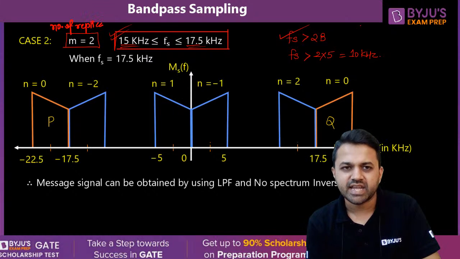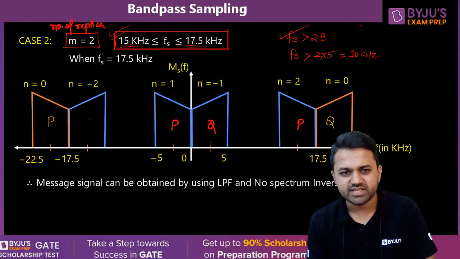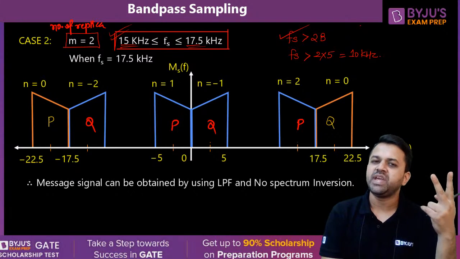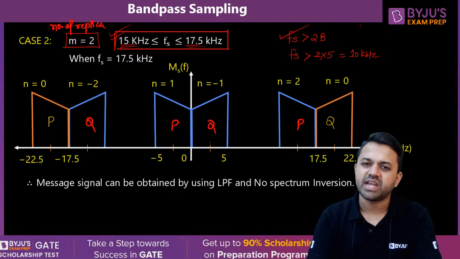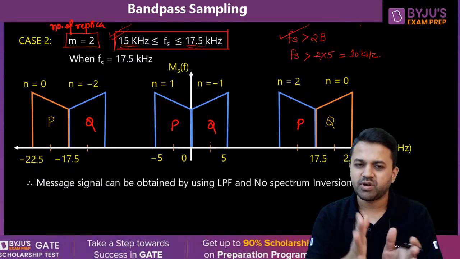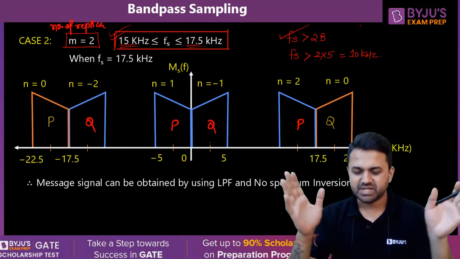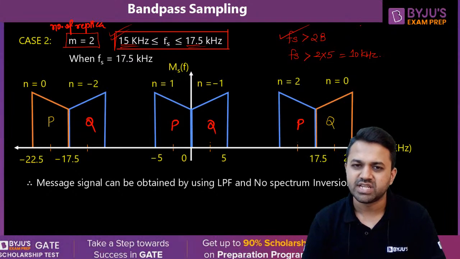So you can see that in between P and Q we have this P and this P, and this is Q and this is Q. So two pairs of P and Q are coming between the spectrum, hence m is equal to 2. So the number of replicas is 2. That means there are two pairs coming between the original spectrum.